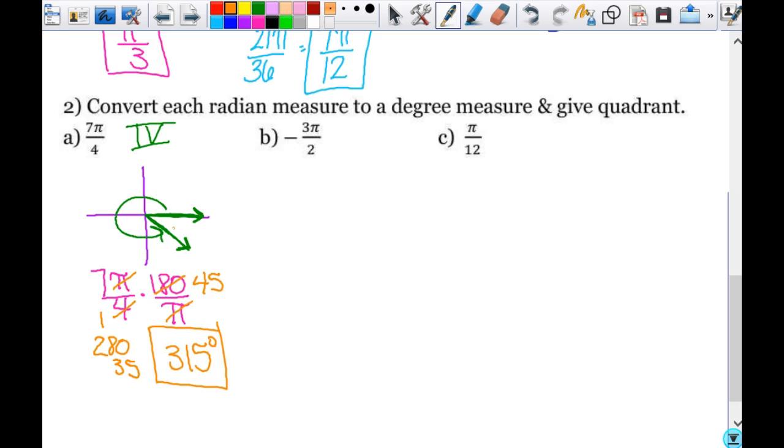All right. So I want you to look at B, and I want you to see if you can get B graphed before you convert or anything else.